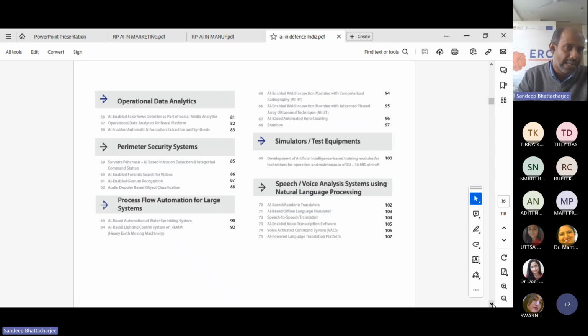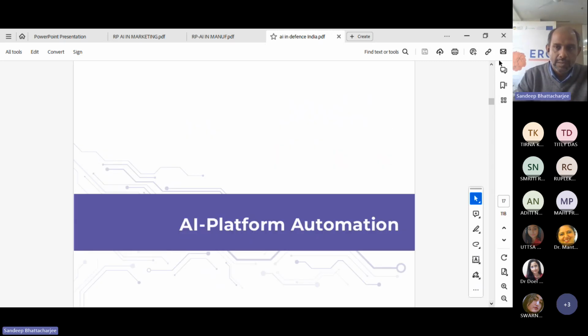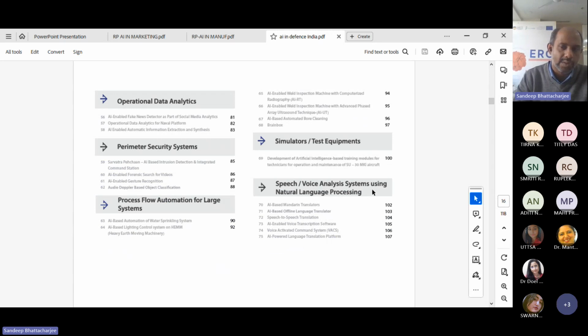Process flow automation for large systems, for big manufacturing concerns. Then simulators or testing equipment, where AI application is also there. Speech or voice analysis systems using NLP. I just discussed NLP, so they are using it. Okay, so these are some of the developments which the government is planning at present.